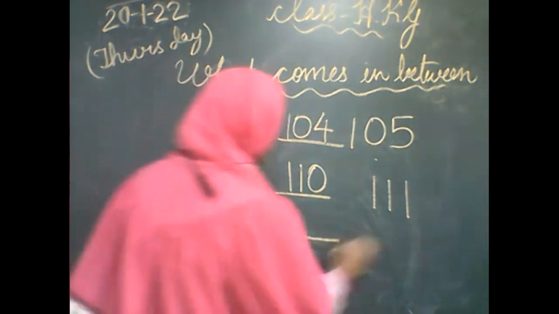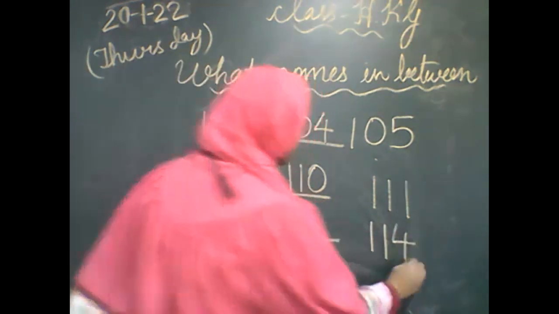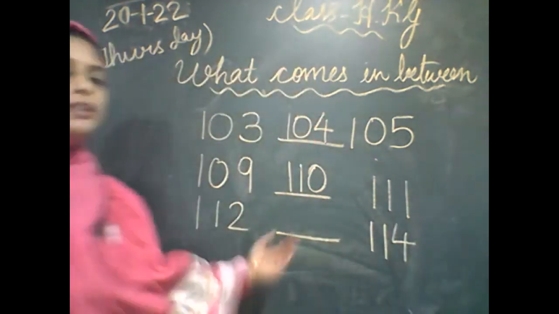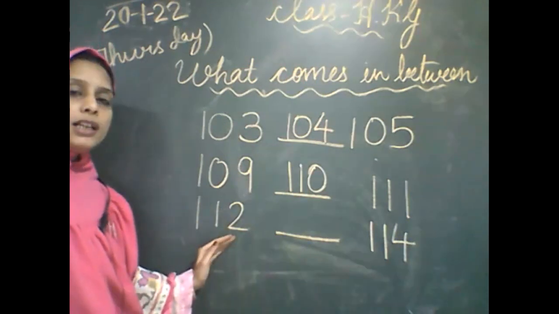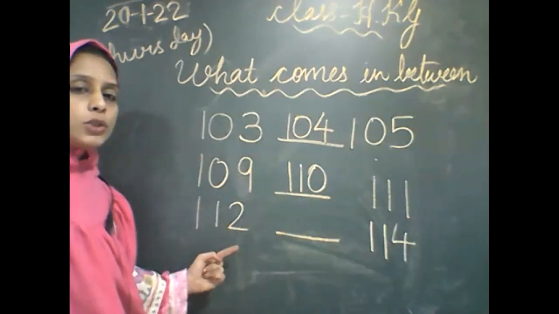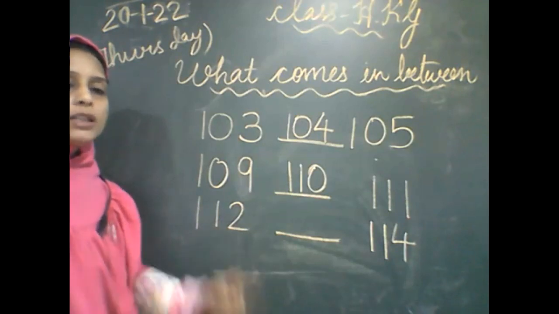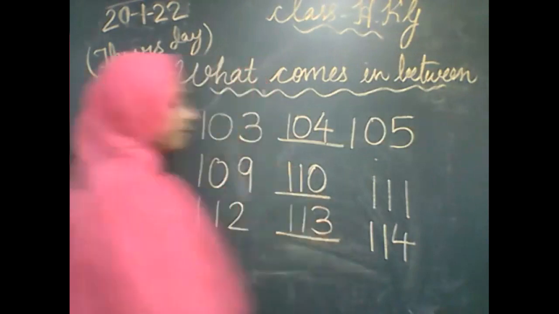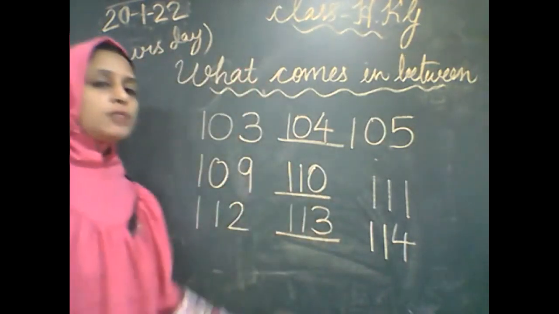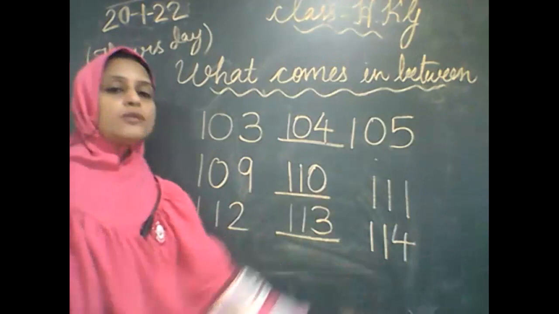112 and 114. Okay, now again you have to write the between number. So say the counting. 111, 112, and what comes after 112? 113. 113 comes in between 112 and 114.